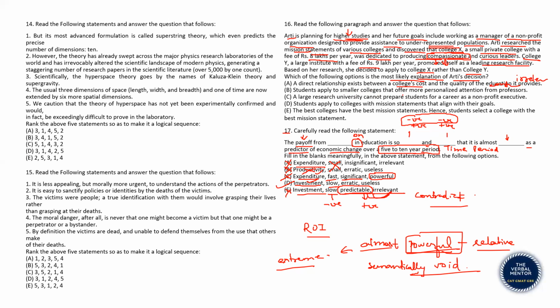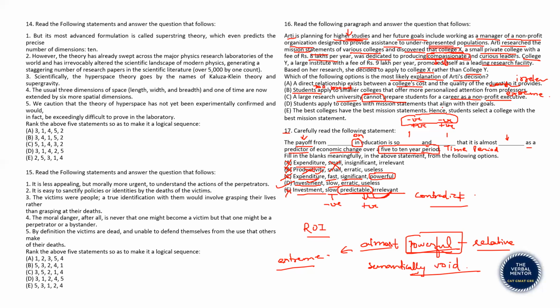Students applied to smaller colleges that offer more personalized attention from professors. The question is about Aarti in particular and not students in general. So this is too broad. Why did Aarti choose to apply to college X is the question. A large research university cannot prepare students for a career as a non-profit executive. Maybe the reason, but to say that a large research university cannot prepare, it may be unlikely to. Relatively speaking, it is less likely to, but cannot prepare is an extreme statement. So even this option is out.